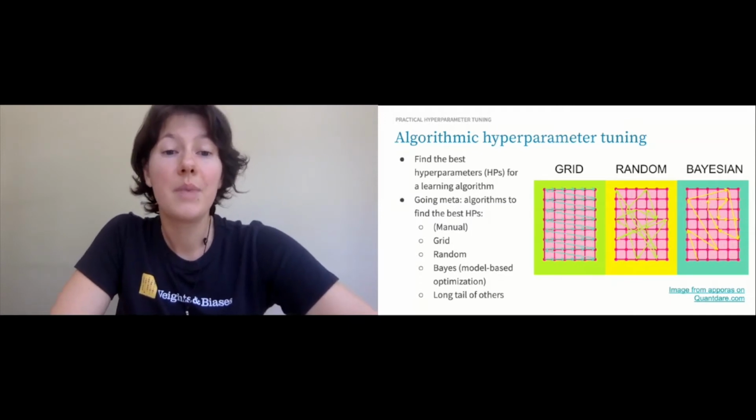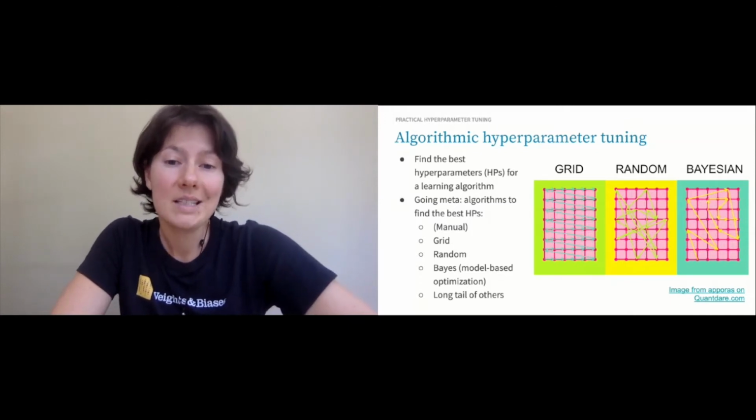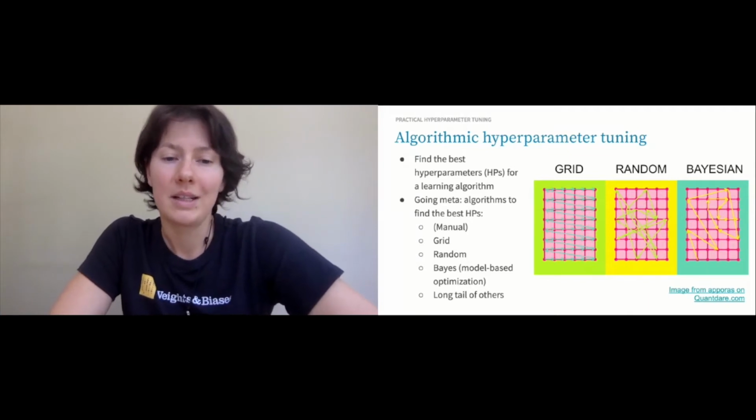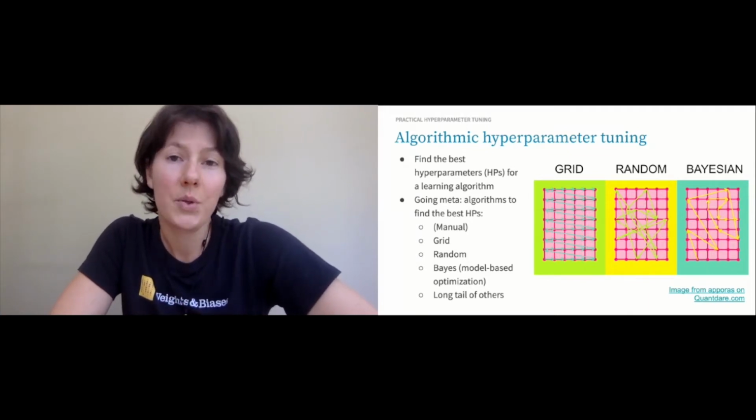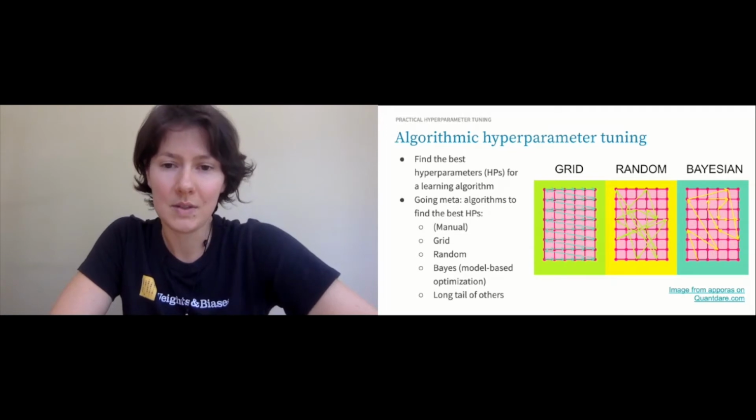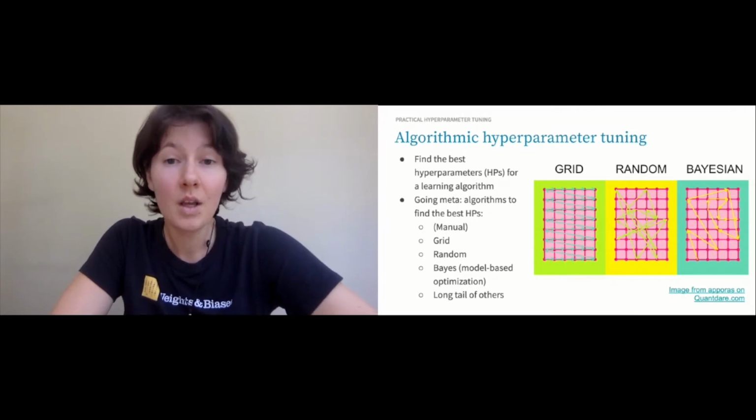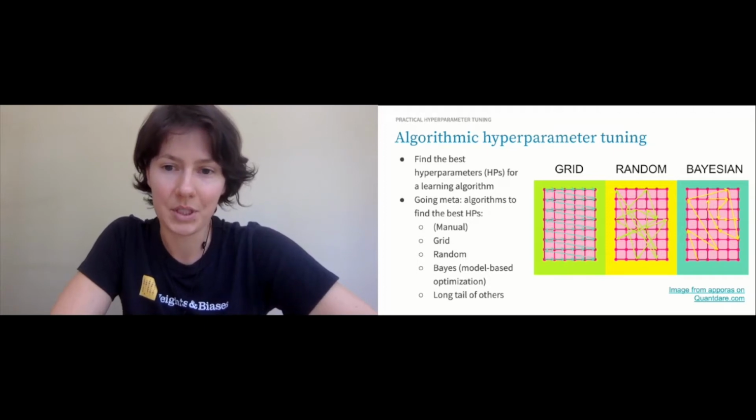The most common methods for this are grid, random, and model-based optimization, likely Bayesian or Bayes, though you'll hear lots of other terms and strategies in this space. Fortunately, we know a bit more about the payouts of these strategies than of the slot machines.